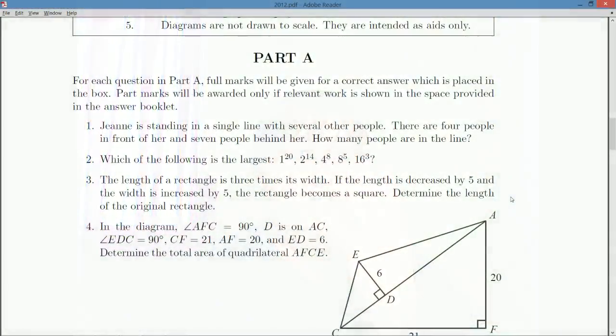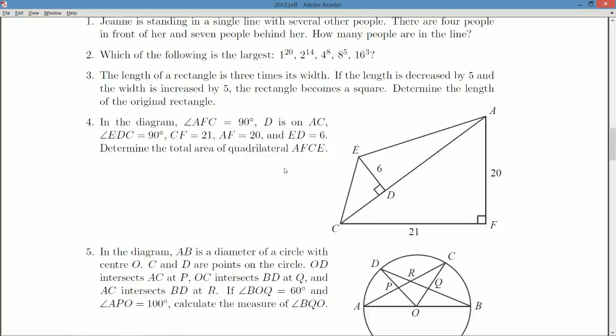All right, welcome back. We are continuing on with the 2012 CIMC. We're just going to jump right into our next question, which is question number 4. Okay. So we're given a little bit of a diagram. In the diagram, angle AFC is 90 degrees. Here is AFC over here. And it has been labeled 90 degrees, so it's one of those diagrams. We're not going to have to relabel things.